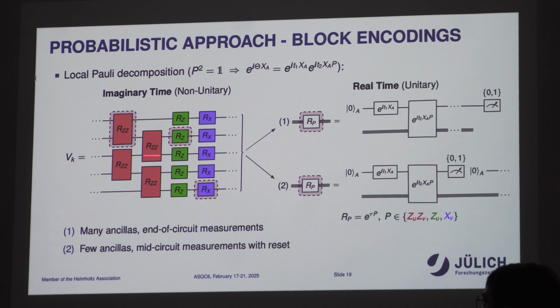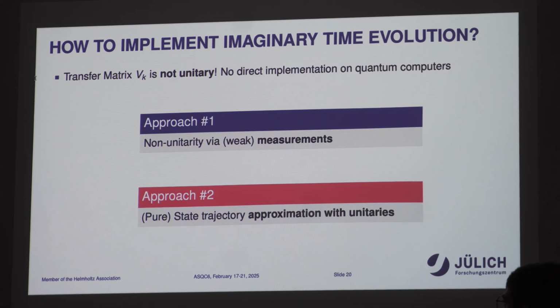Until now, I've just been looking at what happens to implement our transfer matrices, but that's not what we want to look at. We want to compute thermal quantities such as the partition function and correlation functions. Okay, so now we look at what one can do with purely unitary operations.